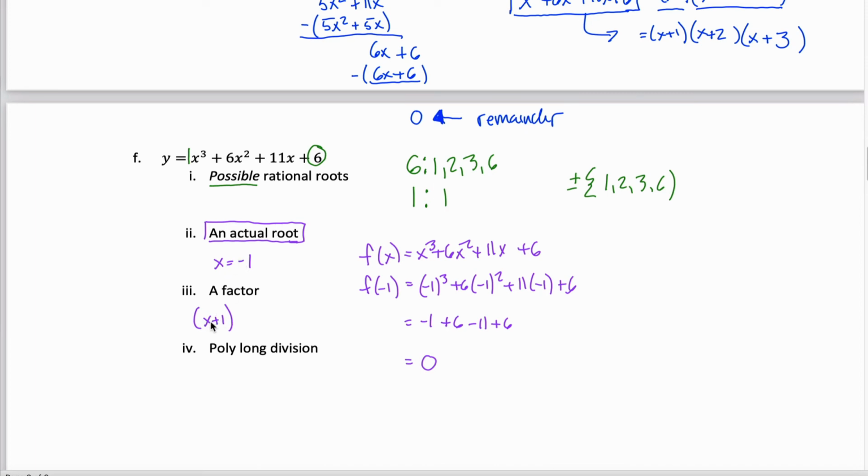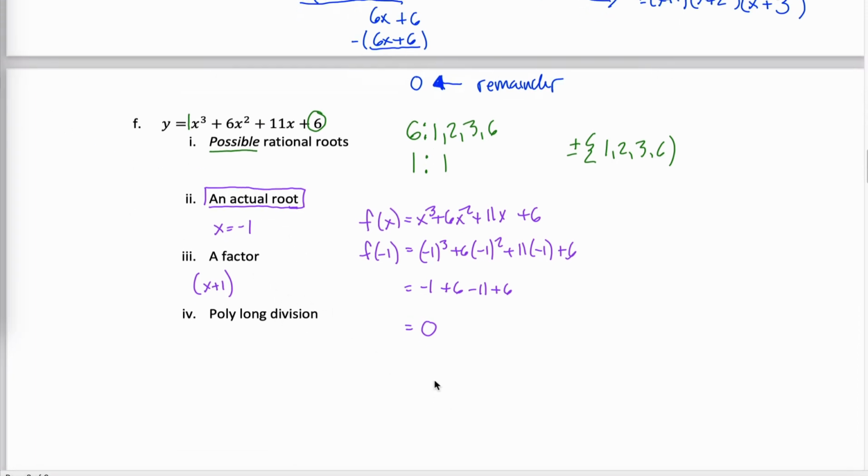Because x plus 1 is a factor, that means it must divide evenly into this polynomial. So if I take my polynomial, x cubed plus 6x squared plus 11x plus 6, and I divide it by x plus 1, I already know that I'm going to get no remainder here.